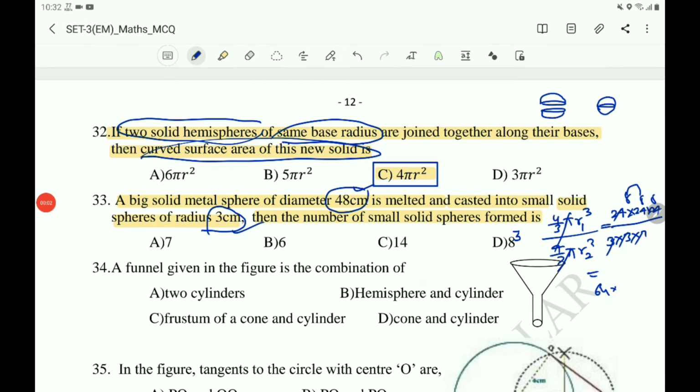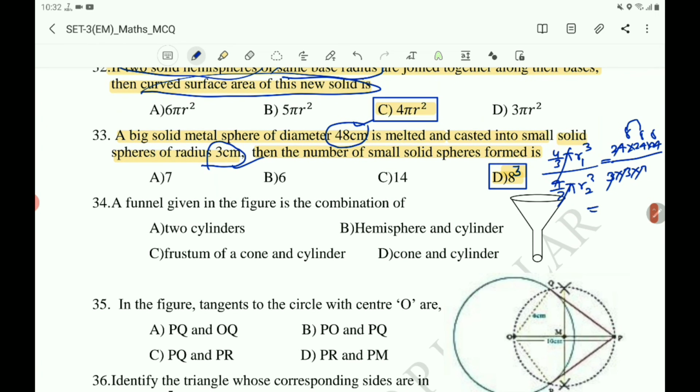It is 64 into 8, you know, that is 512. 8 4s are 32. 8 6s are 48 plus 3 is 51, then 2. You must know the cube of 8 also. 8 cube is 512. So here you can have the answer option D. Option D, 8 cube.